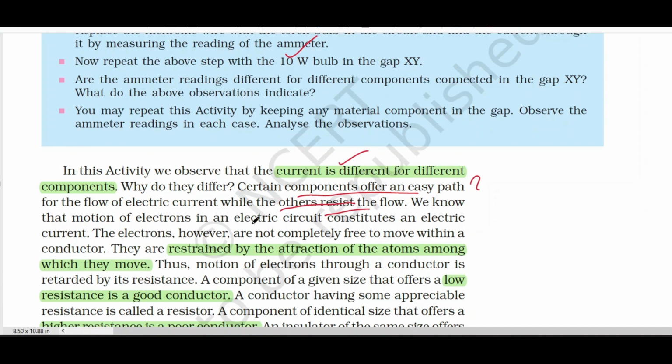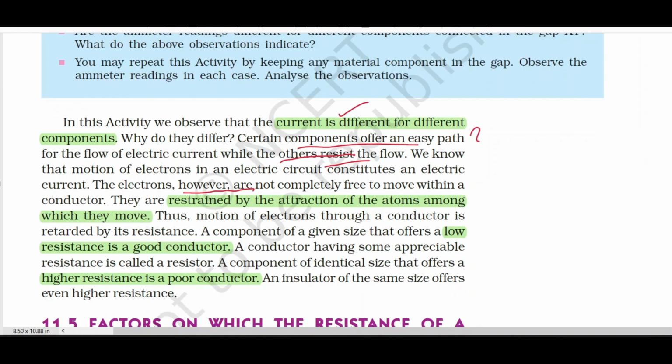We know that motion of electrons in an electric circuit constitutes the electric current. The electrons, however, are not completely free to move within a conductor. So, like I was telling you earlier, electrons का movement हमारा current बनाता है, but electrons are not free to move in a conductor. उनको रुकावट है. They are restrained by the attraction of atoms among which they move. तो जो कंडक्टर के एटम्स वगैरह होते हैं, they are actually restrained by them. Okay, वो रुकावट पैदा करते हैं to the flow of electrons. Thus, motion of electrons through a conductor is retarded by its resistance.